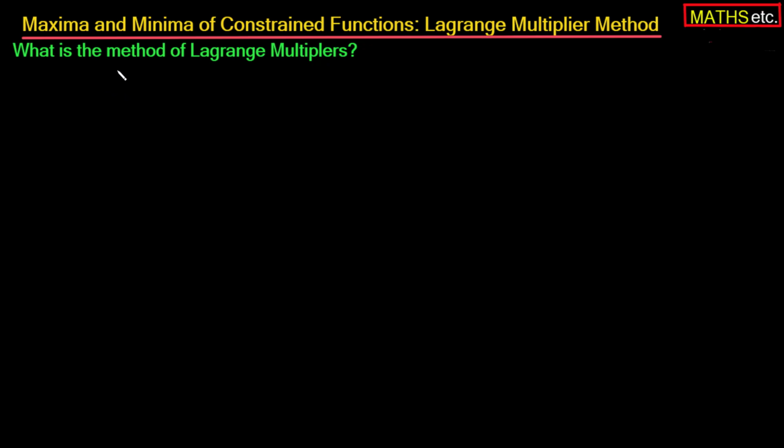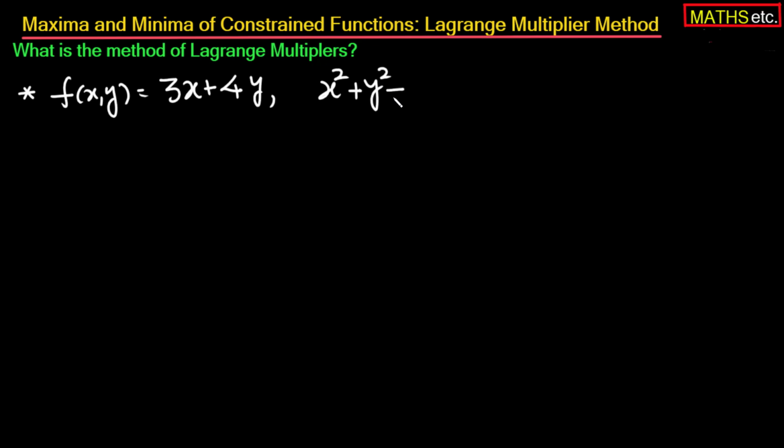Next we learn what the method of Lagrange multipliers is, and to understand it we take our same example. Our function is given by the rule 3x + 4y subject to the constraint x² + y² = 1, that is a unit circle, and we have to find the maximum and the minimum value of this function f subject to the condition that (x, y) lie on the unit circle only. Now let us try to understand this problem with the help of geometry.